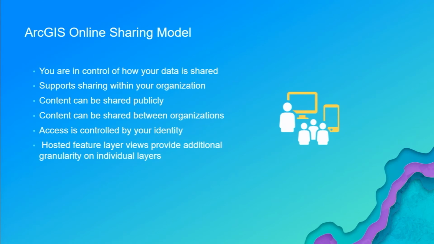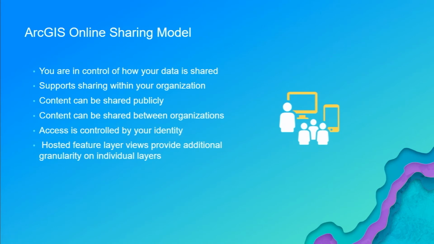So what is the ArcGIS Online sharing model? I'm sure everybody has shared something. You go to the item details page, or whether it's in Pro or whatever your app is, you click share and you're presented with something that indicates it's shared with only you, or it's shared with groups, or you can share with your organization, and you can share with the public. But what does that actually mean?